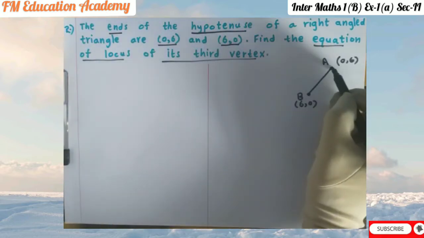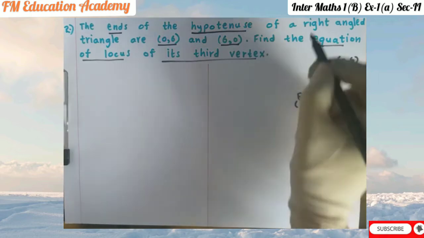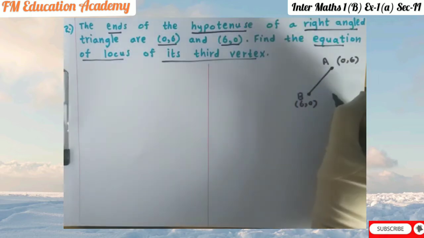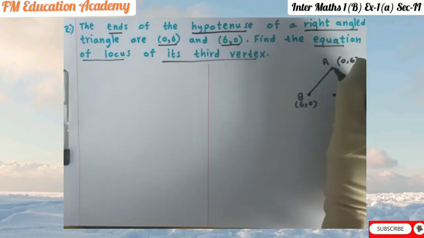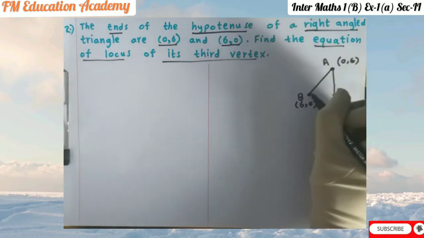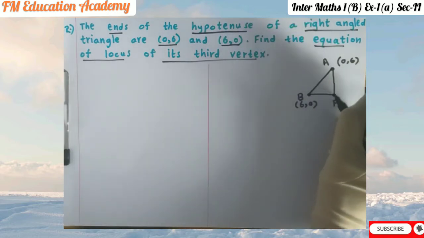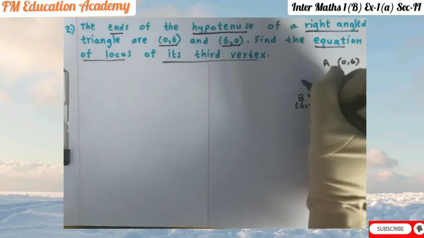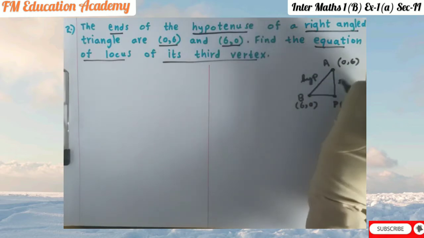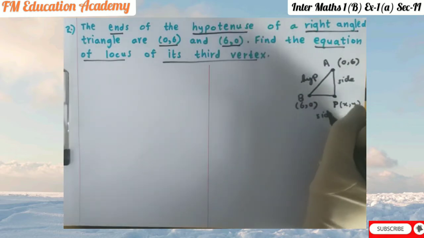If this is the first vertex and this is the second vertex of a right angle triangle, then of course the third vertex will be here, that is 90 degrees, because it is a right angle triangle. So let us suppose the third vertex is P, because we have to find out the equation of locus of the third vertex. So P(x, y). This is our hypotenuse, this is our side, and this is also our side.